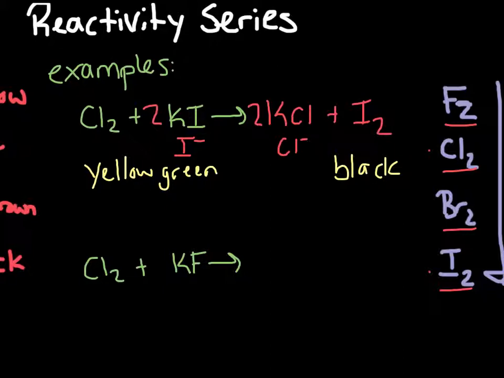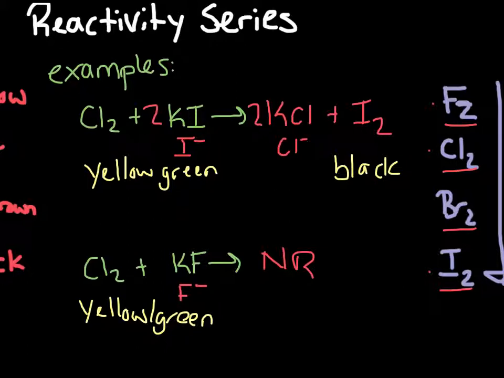Looking at the next series, we have chlorine reacting with potassium fluoride. So that means we're working with a fluorine ion. We need to identify if chlorine has the power to oxidize fluorine. Well, fluorine is above chlorine, and therefore no reaction is going to take place. Again, we know we're working with chlorine, and so we're going to start with a yellow-green solution. And it's not going to change. We're not going to see a change in color. Therefore, we'll know visually that no reaction has taken place.